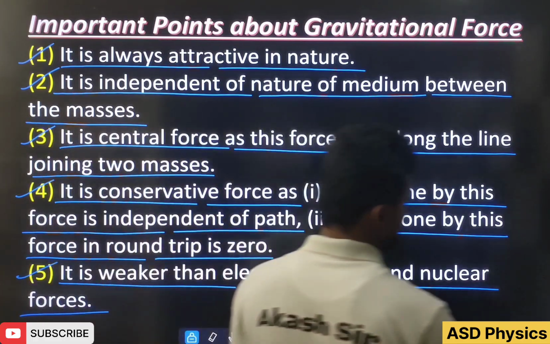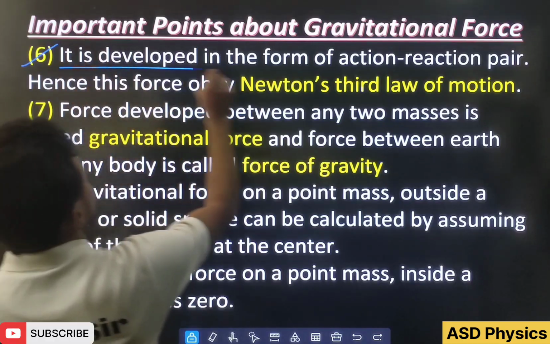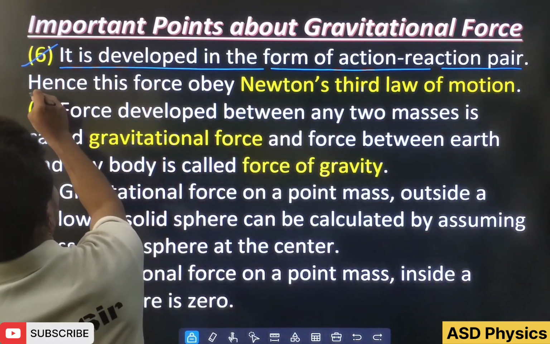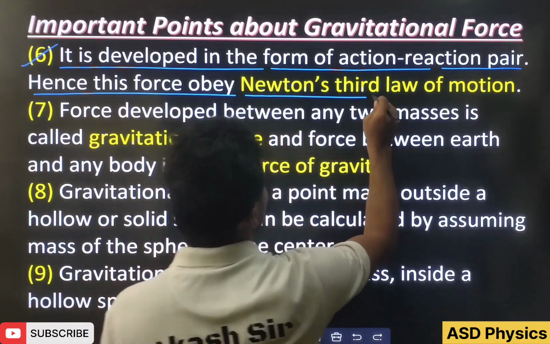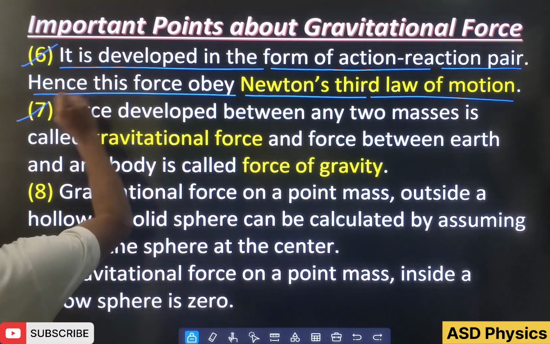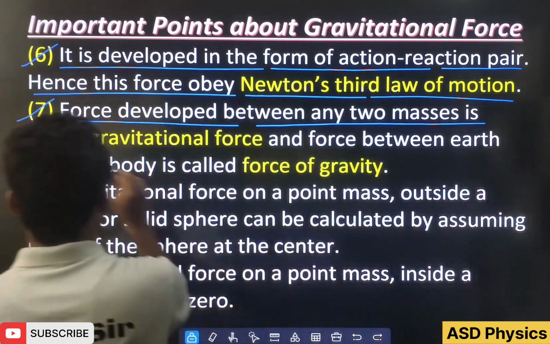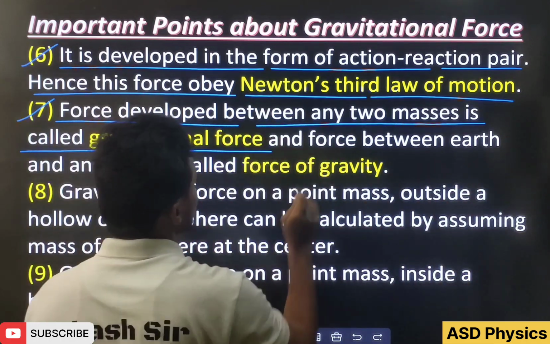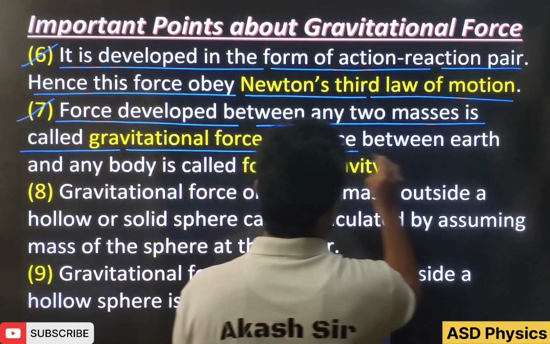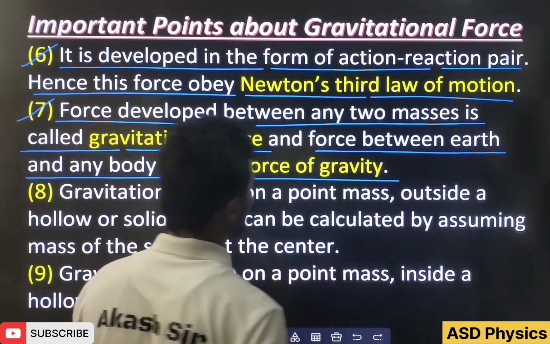Five points are there. We'll see further points also. See the sixth point: it is developed in the form of an action reaction pair. Hence, this force obeys Newton's third law of motion, as I have told you. Next, the seventh one: the force developed between any two masses is called gravitational force. Between any two masses, gravitational force. And the force between Earth and any body is called force of gravity.